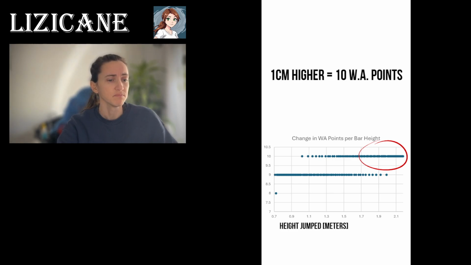So for future reference, I'm going to pull back to this eventually. The area that I'm going to be discussing with more detail is this area. So it's going to be the higher heights that I'm going to be talking about more. To keep things as an easy analysis, I'm going to say that 1 centimeter higher equals 10 World Athletics points, right? That's just how the charts lay it out.